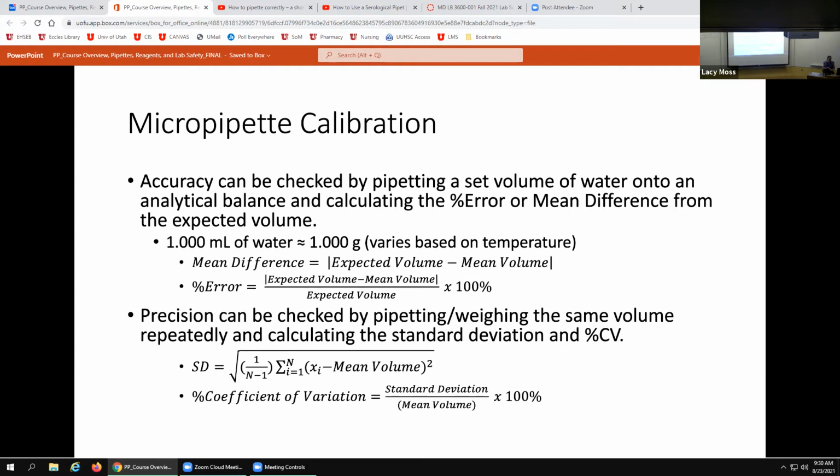And then precision is where you do that same volume measure multiple times, record those volumes, come up with the mean volume that you pipetted, and then calculate the standard deviation.